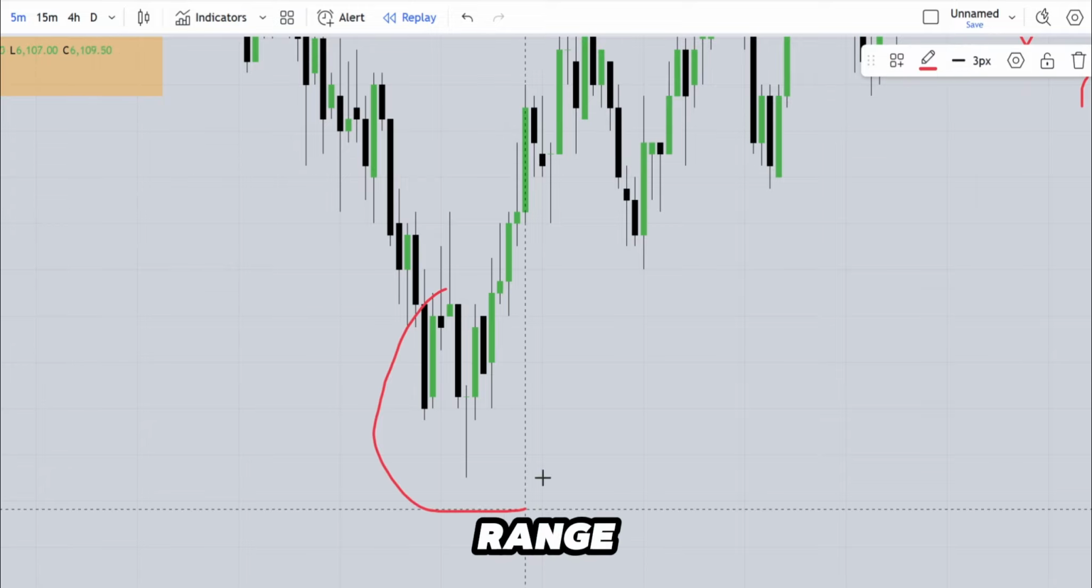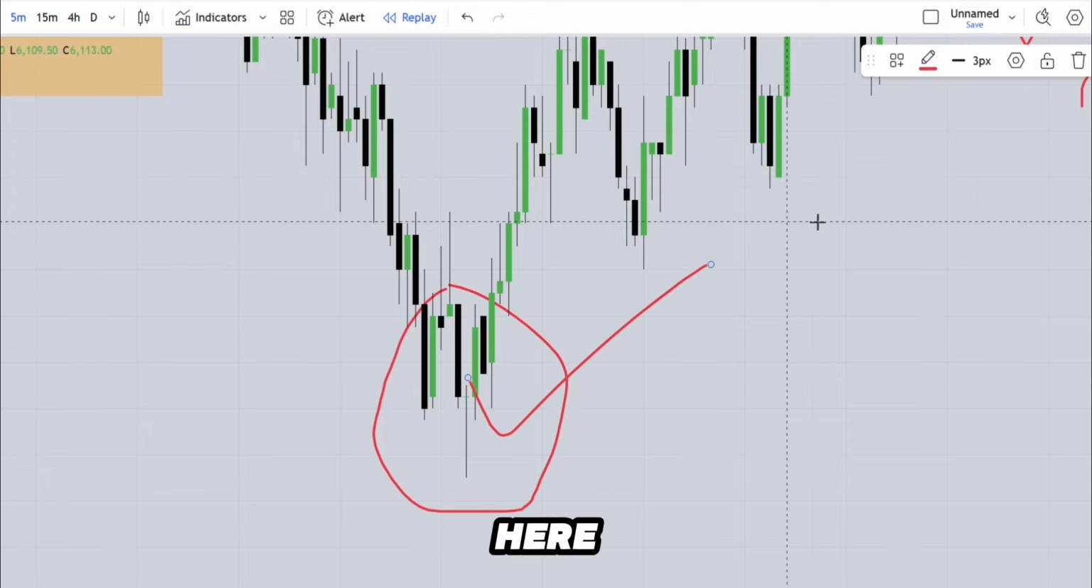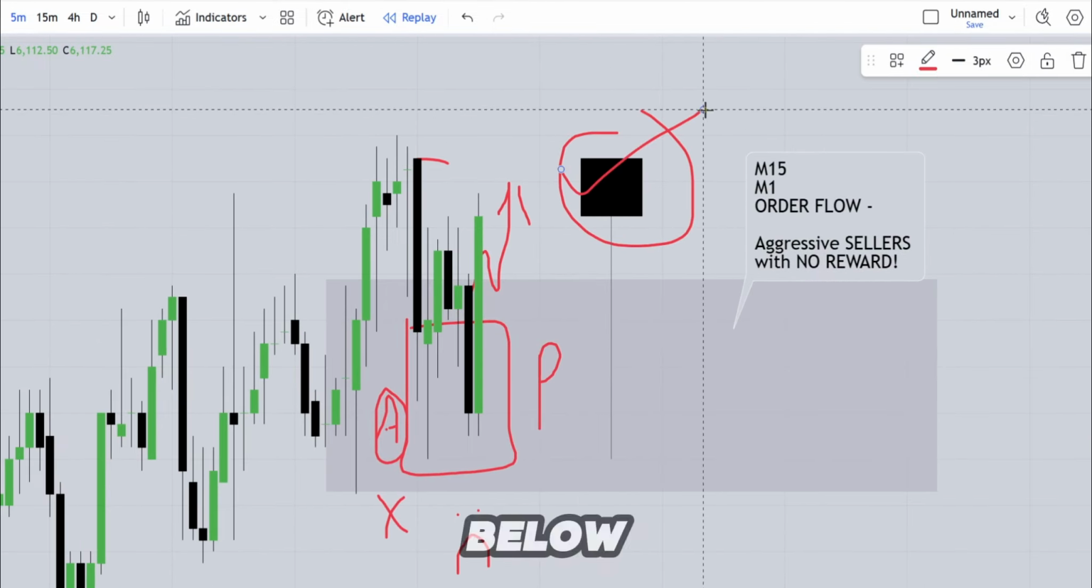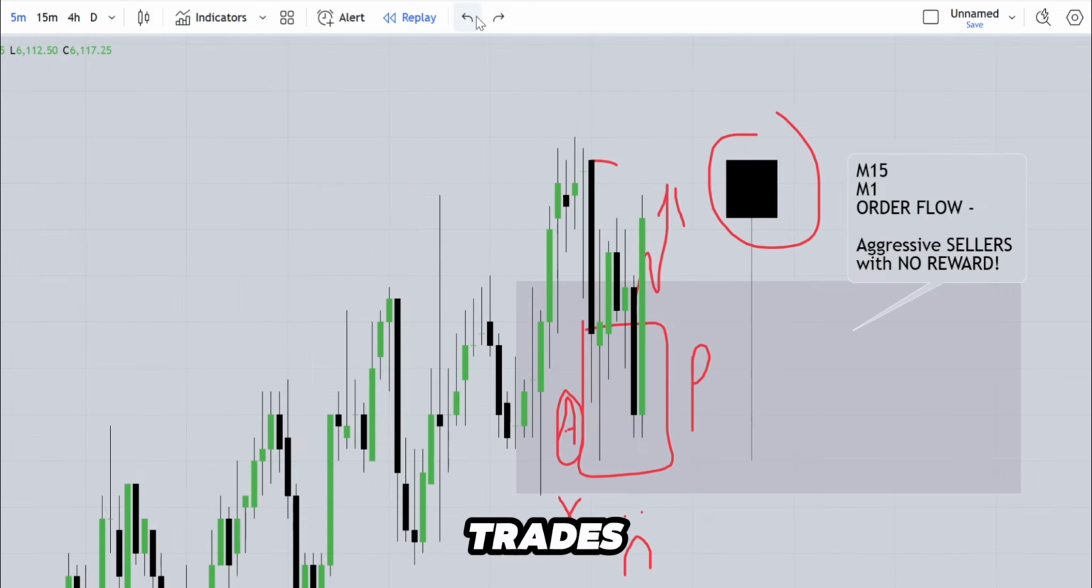We've taken out the Asian range low. So we have a confluence over here. And on top of that, we have a confluence because we're below the 10 a.m. Eastern. Now that we're below the 10 a.m. Eastern, all of our trades now become valid, right?